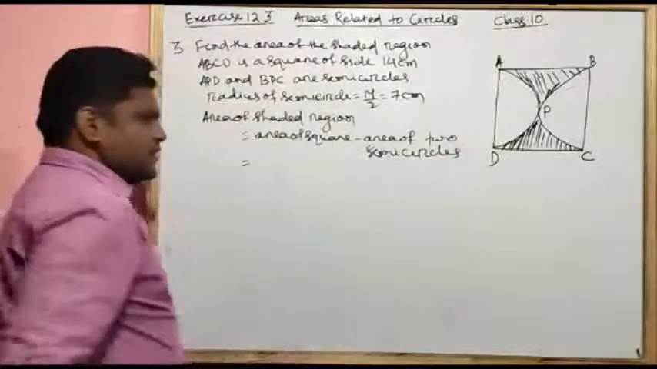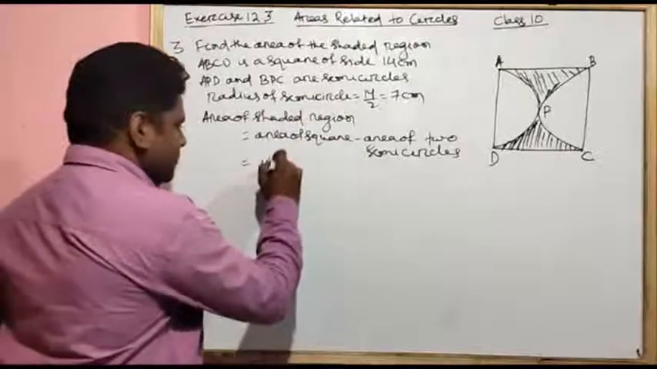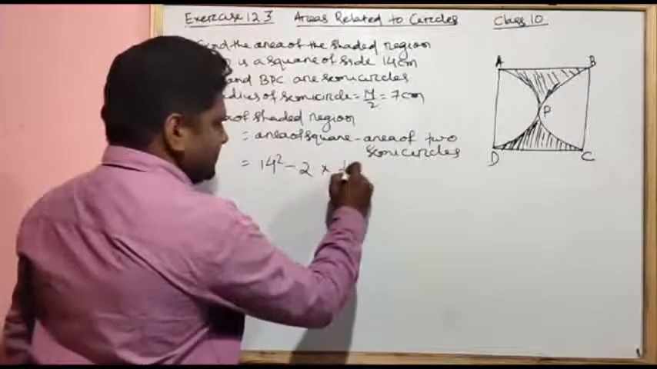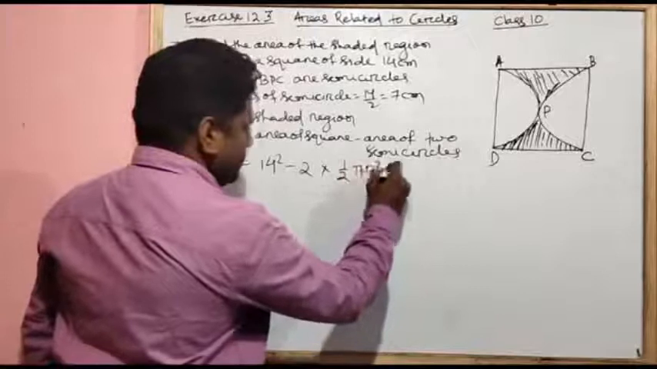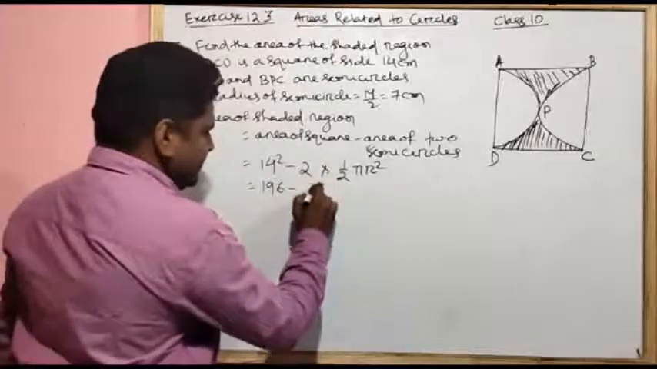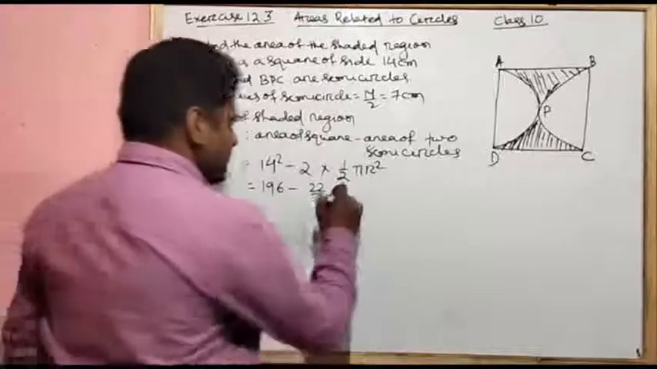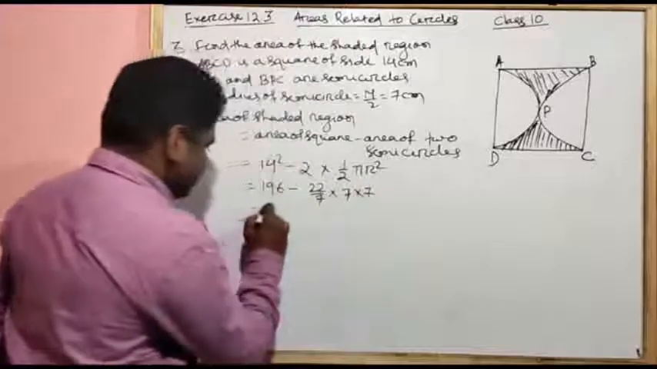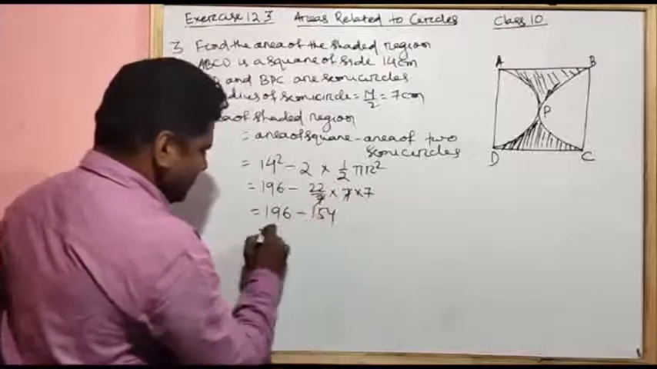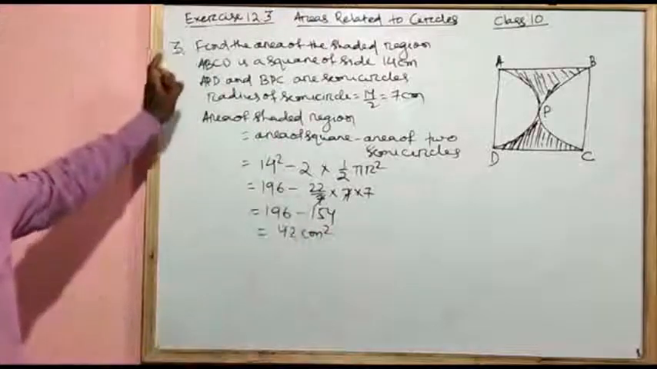Area of square, we know that it is the square of the side. So square of side is given 14 cm. So it is 14 square minus area of two semicircles. 2 into area of semicircle is half into pi r square. 14 square is 196 minus, 2 and 2 are cancelled. Pi equal to 22 by 7, and here r equal to 7 cm. So it will be 7 into 7, 196 minus, 7 and 7 cancel, 22 into 7, 154. So it will be 42 cm square. So we got the answer for number 3.